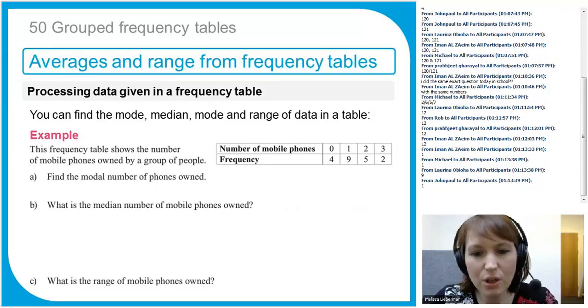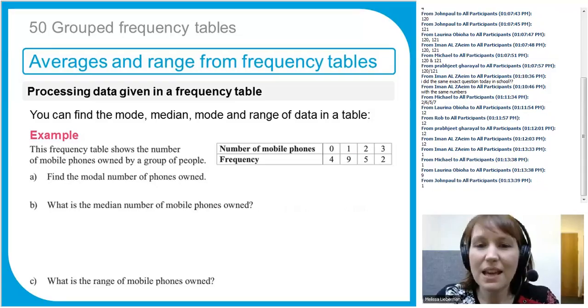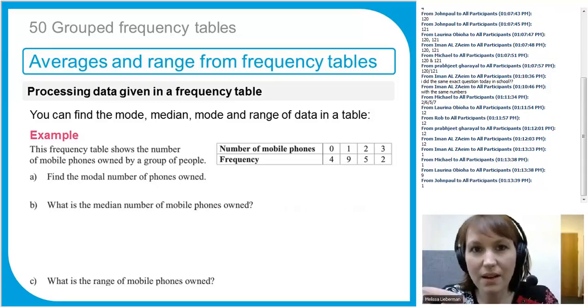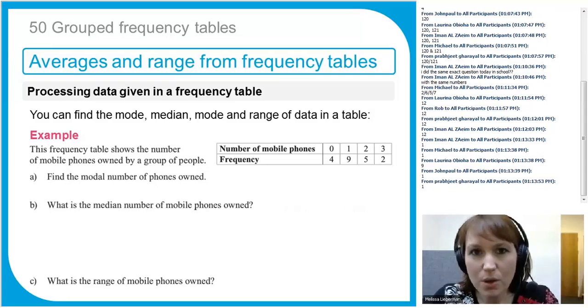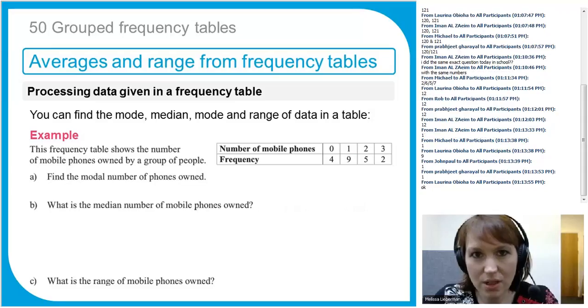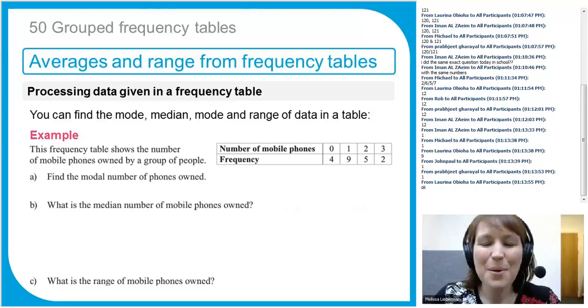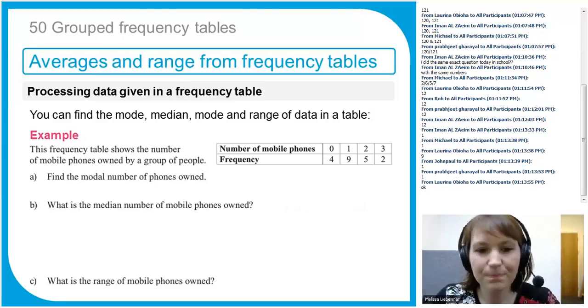Dorina, be careful, don't fall into the trap of putting 9. 9 is the number of people that have 1 phone. So the modal number of phones owned is not 9. That's the frequency. So always be careful when you're asked, you fall into the same trap as error, which I'm really glad that you said that, because it's a very, very common error. So think carefully about what it is that it's asking you.